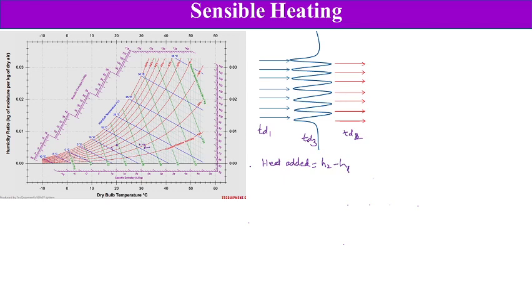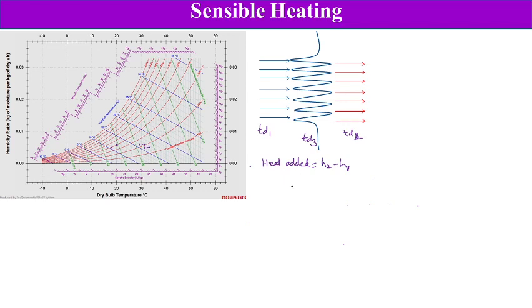Now this heat which is added, H2 minus H1, can again be written as m cp delta t. In that form we can write it. First of all, the amount of heat which is added is used to increase the temperature or enthalpy of air, and then some part of the heat added to this air is used to increase the enthalpy of water present in the air.